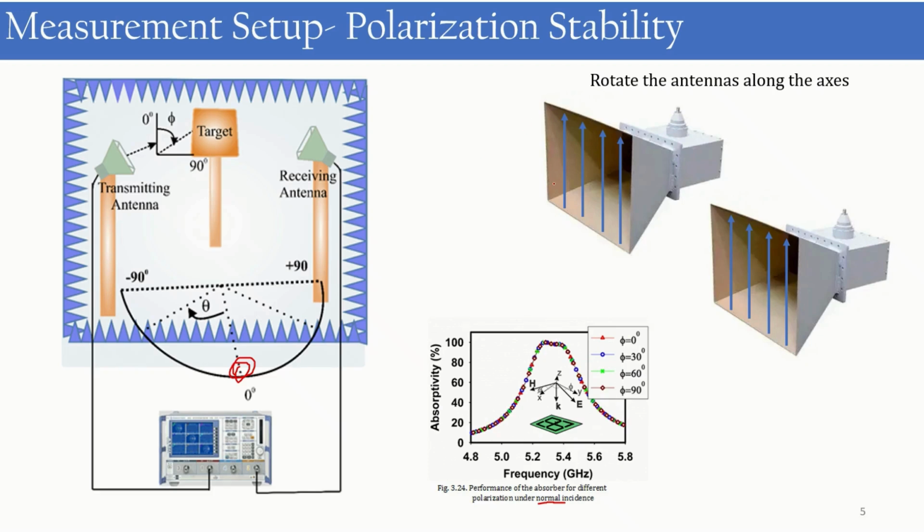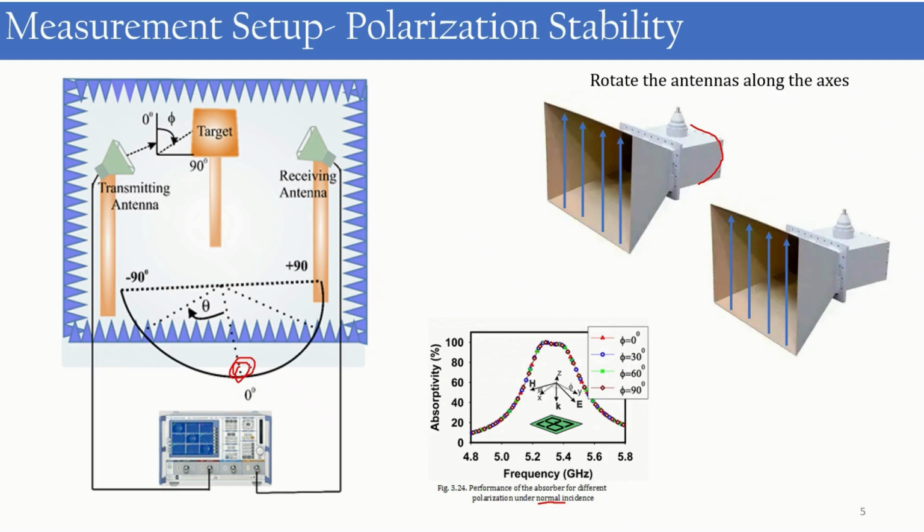By polarization, it just means the alignment of the electric field. If we consider the horn antenna, this is the orientation of the electric field. So if we put both the antennas like this, the electric field alignment is along the 0 degree direction, so we call it phi equal to 0. If we want to make the phi equal to 30 degree measurements, we have to rotate this antenna by 30 degrees. So you can assume how the electric field will be rotated by 30 degrees. That's how we are doing the polarization stability measurements.